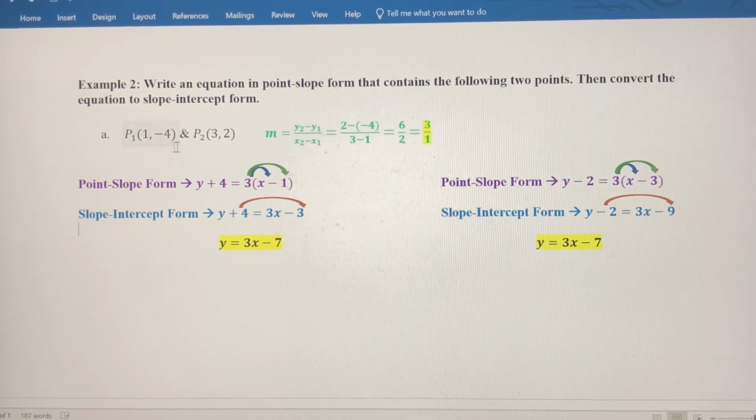So it doesn't matter which of these 2 points you choose. Choose the one that's easiest for you. But either way, we should get the same equation because there is only one equation in slope-intercept form. So that's how you convert from point-slope form to slope-intercept form.